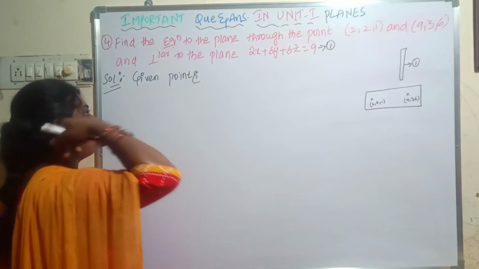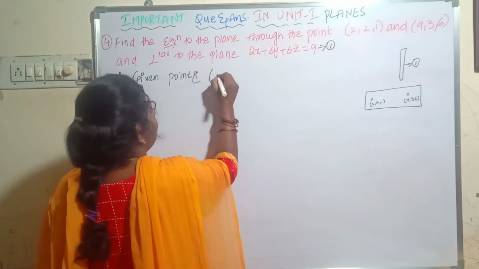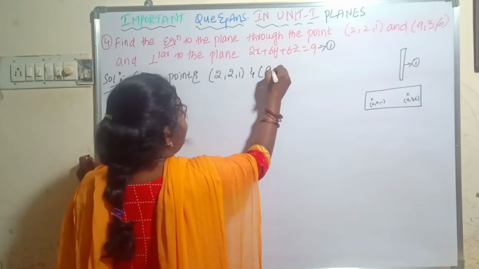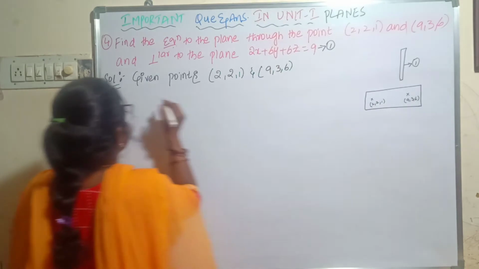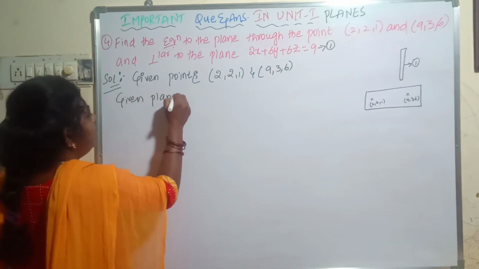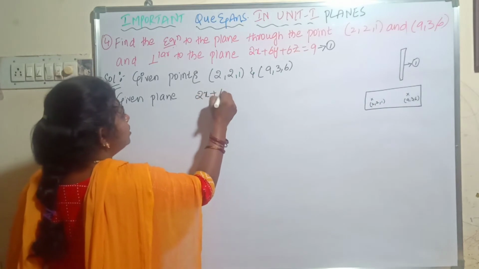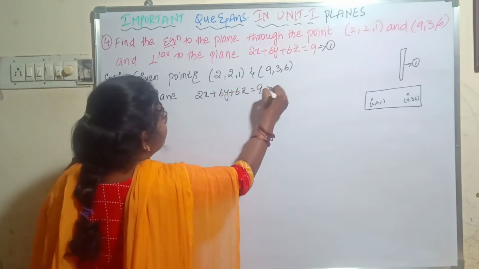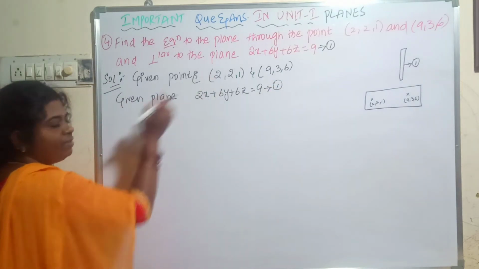So, let us write the given points. Given points are (2, 2, 1) and (9, 3, 6). Given plane, treat this as the first equation: 2x plus 6y plus 6z is equal to 1. And he is giving the first point.